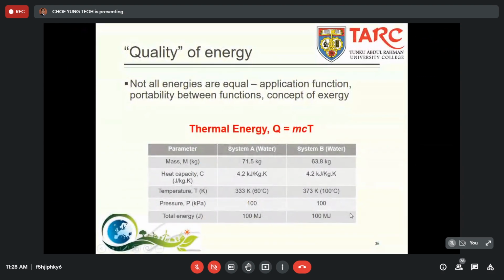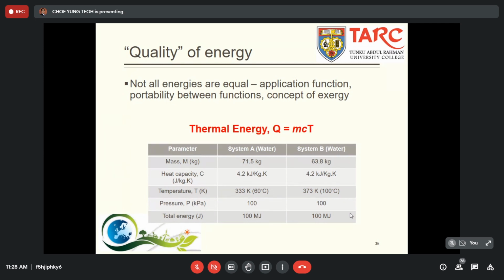Maybe I give you a scenario. What do we mean by quality? Quality means that the energy has better effectiveness or efficiency to convert to another type of energy, or there's a better efficiency when you want to use it.